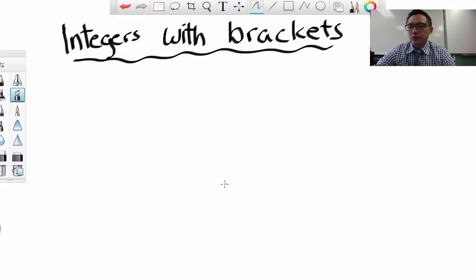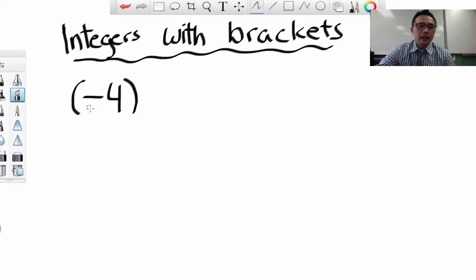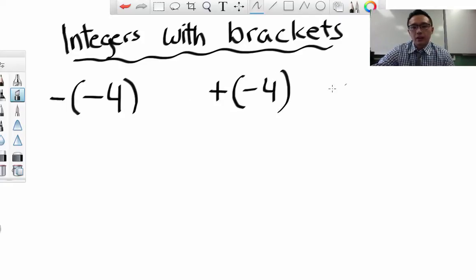What I mean by integers with brackets is when you have an integer, say a minus 4 or negative 4. So this is just an integer. With brackets, we have brackets like this. Sometimes you will see a sign outside of the brackets, a negative sign outside the brackets making it look like this. Or you could have a positive sign outside making it look like this. Or you have two of the same or positive signs like so.